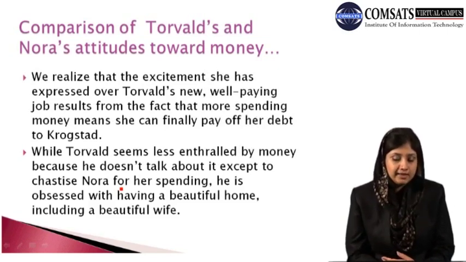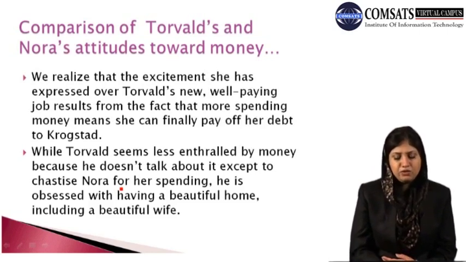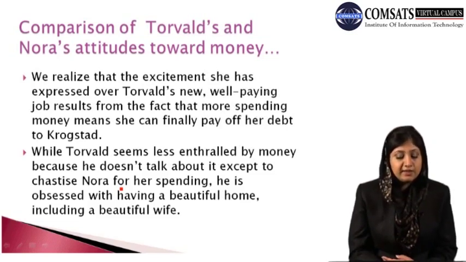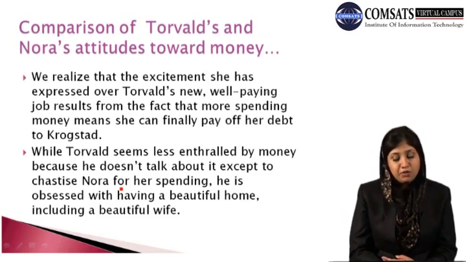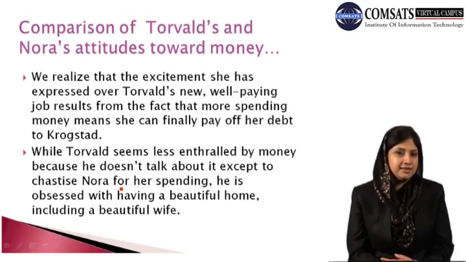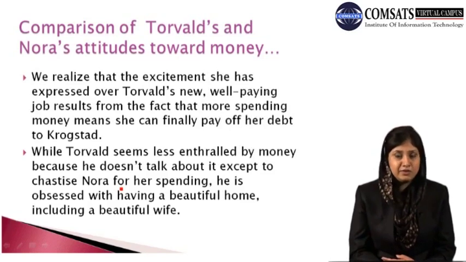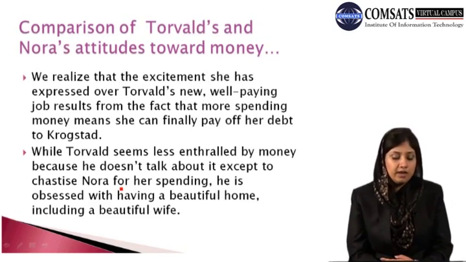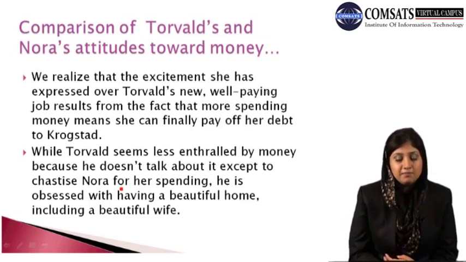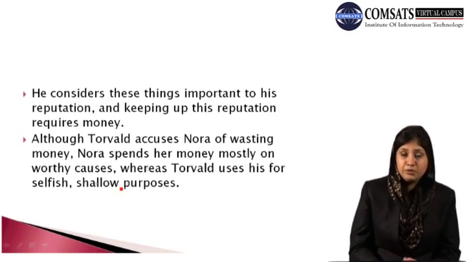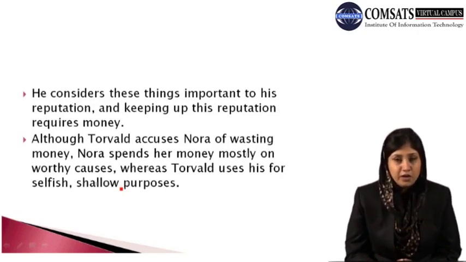While Torvald seems less enthralled by money because he doesn't talk about it except to chastise Nora for her spending, he is obsessed with having a beautiful home, including a beautiful wife. Although we do not find Torvald talking about his money as a desire a lot in the play, he does express that he wants to have a beautiful home and a beautiful wife. So beauty costs. Beauty is not free of cost. Torvald considers these things important to his reputation, and keeping up this reputation requires money.